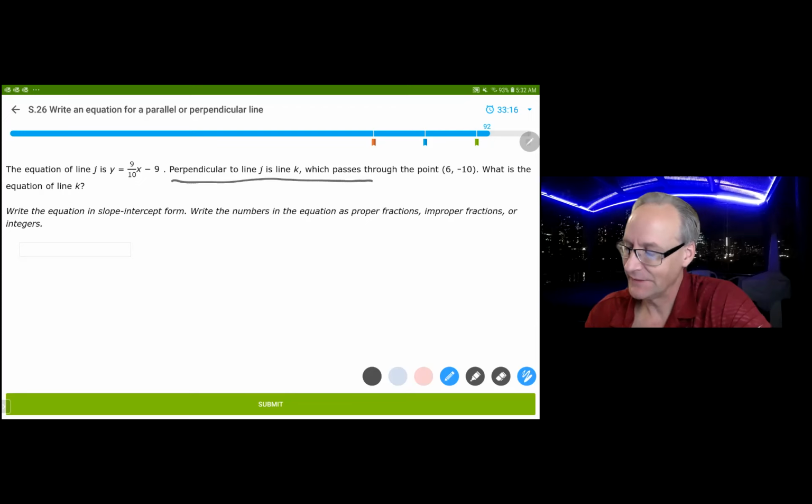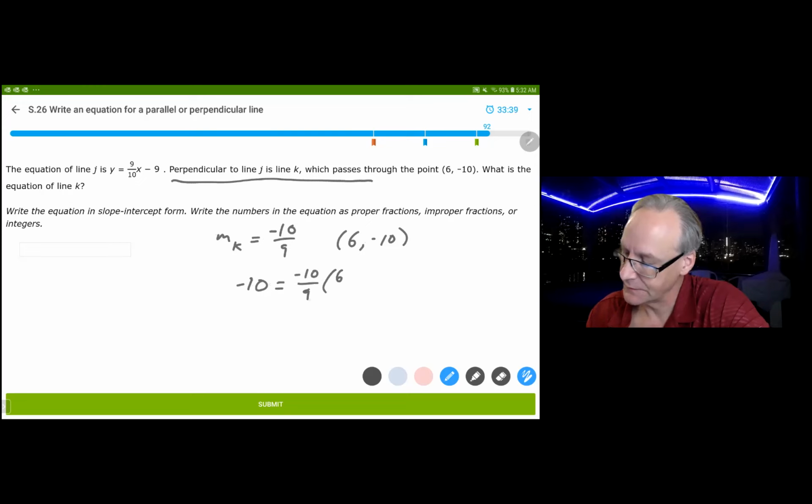Okay, perpendicular to J is line K. So the slope of K is perpendicular, so the slope of K is -10/9. This one's going to give us a fraction. The point we're interested in is (6, -10). And so we have -10 is equal to -10/9 times my 6 plus b. They probably thought that I messed up the last time because of the 9 and the 6 business. 3 goes into 9 3 times and into 6 2 times, and there's no more simplifying.